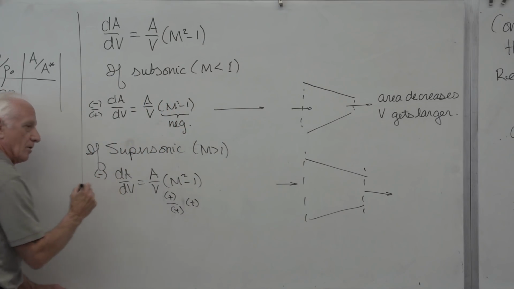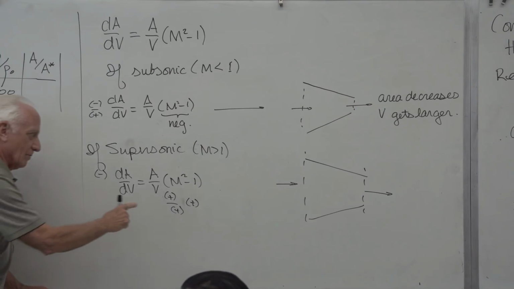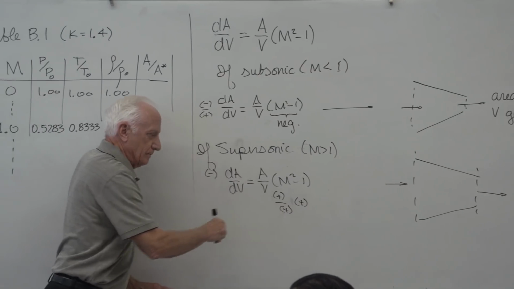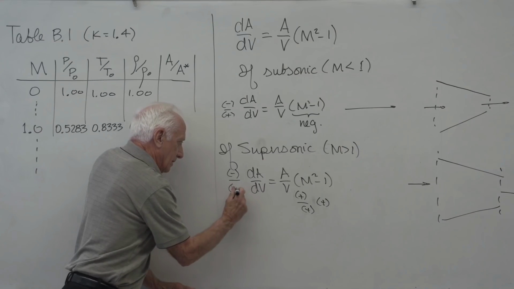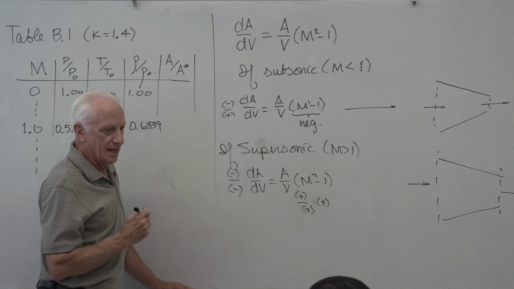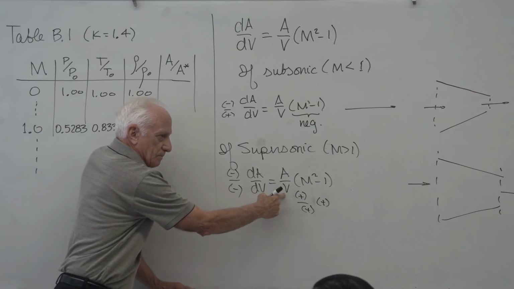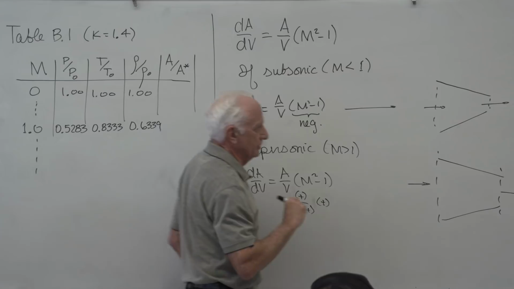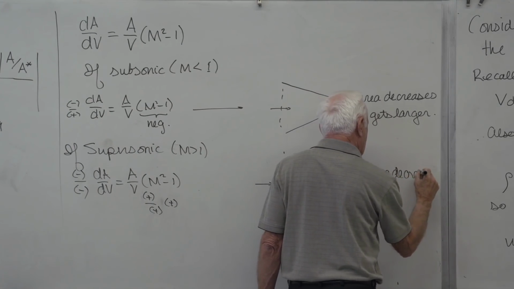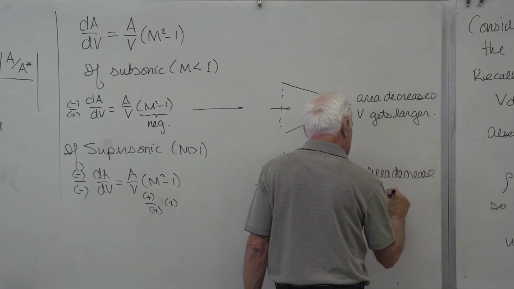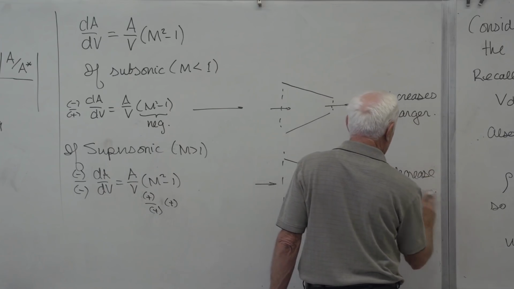What does the area do? It gets smaller. dA is negative. Uh-oh. I want it to be positive because the right-hand side's positive. I got a negative sign over here. Guess what the velocity does? It goes down. Negative divided by negative is a positive on the left-hand side. This guy's positive. The signs match. Conclusion: area decreases, V gets larger. I'm sorry, smaller.